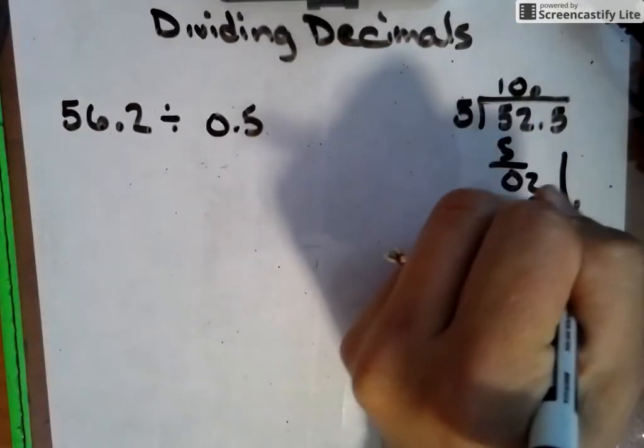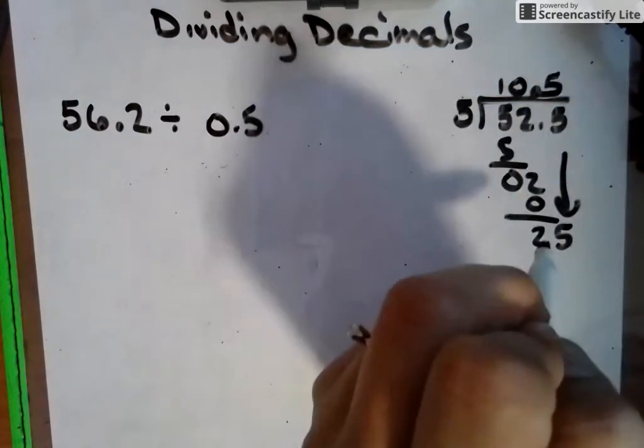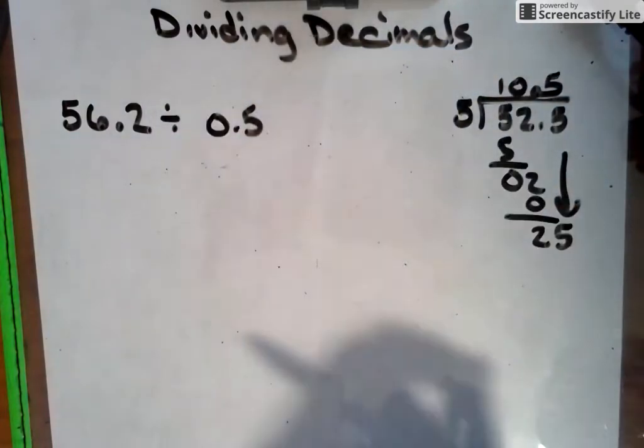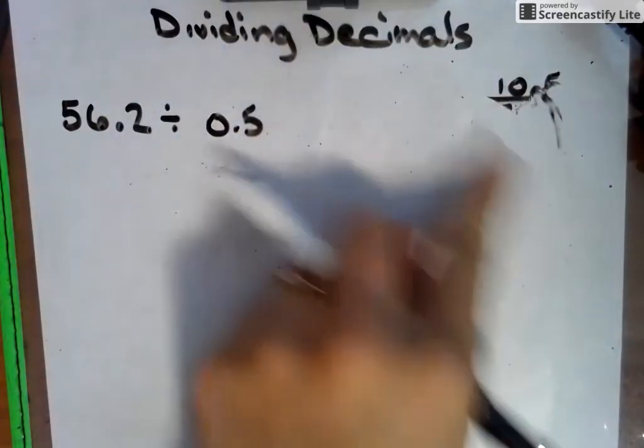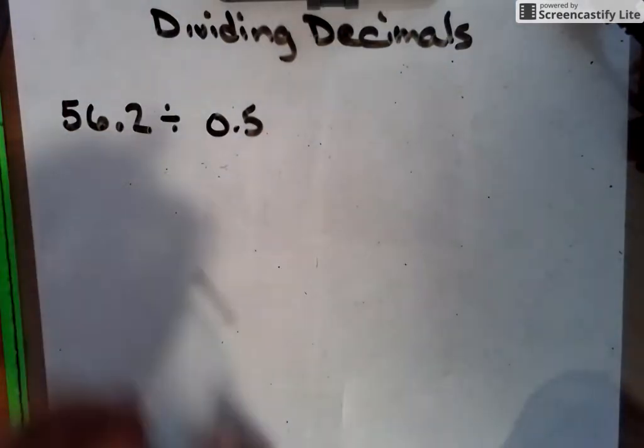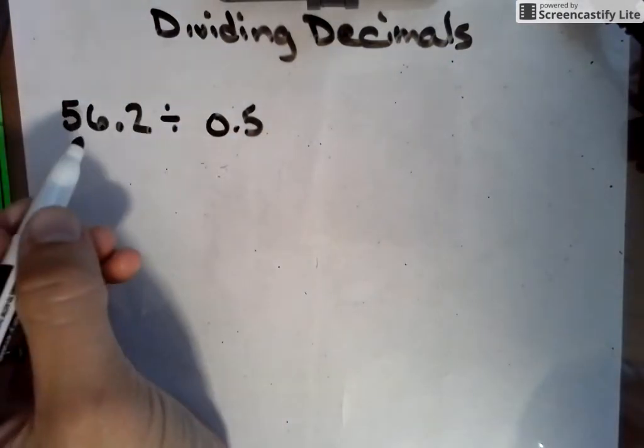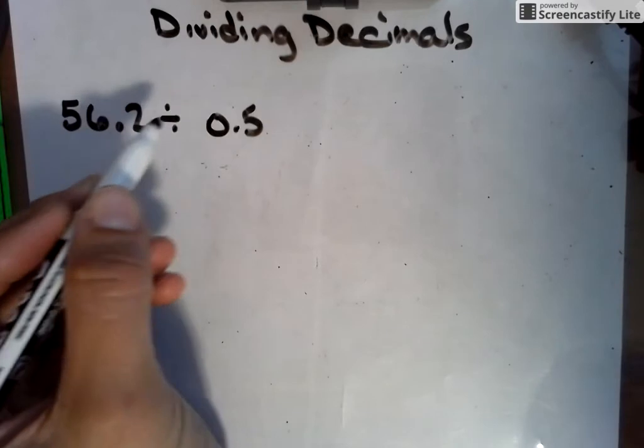Nothing goes into just the 2. Bring down our next number, and we would get our answer. We just raise that decimal point straight up. Now, that's a 5th grade skill. Now we're going to take it from here.